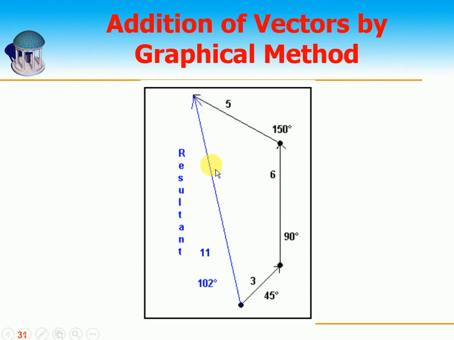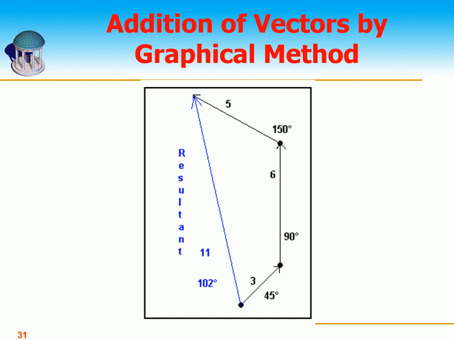I measure this and it becomes 11 centimeters. So 11 multiplied by my scale of 1, therefore it's 11. And then with the reference here, I measure the angle from this reference, the positive x-axis, which comes to be 102 degrees. So the resultant of these three vectors, which are given at certain orientations, orientation means angle, is about 11 meters or 11 millimeters per second, whatever, at an angle of 102 degrees from the positive x-axis.